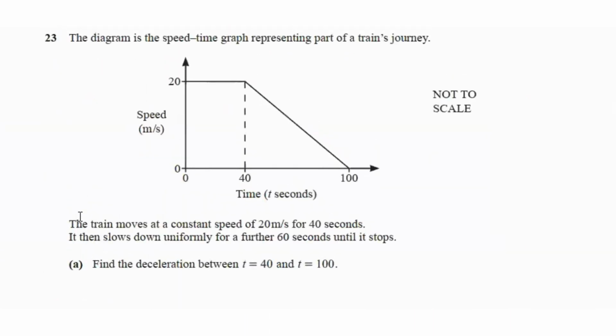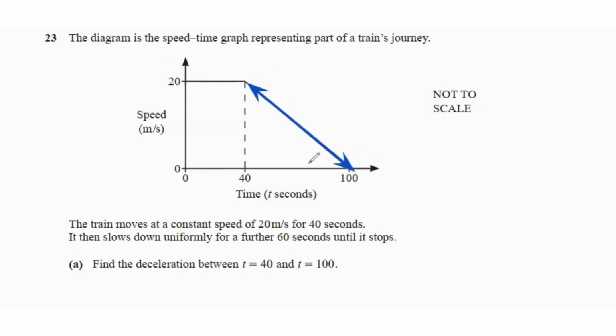The diagram is a speed time graph representing part of a train's journey. The train moves at a constant speed of 20 meters per second for 40 seconds. It then slows down uniformly for a further 60 seconds until it stops. Find the deceleration between t equals 40 and t equals 100. So basically focusing on this.